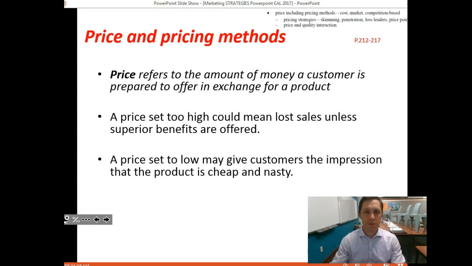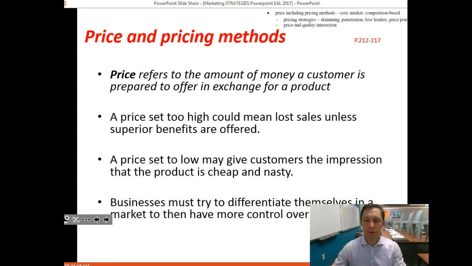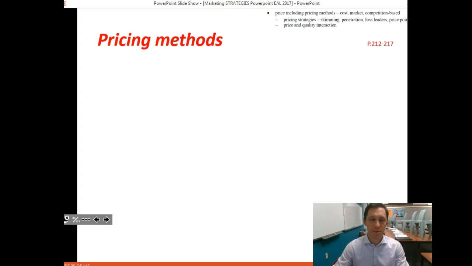Additionally, in the context of a low price, as it says there, it might give the impression that the item is cheap and nasty and low on quality. Businesses must try to differentiate themselves in a market to then have more control over price, so they could effectively change the price without too much backlash from their customers.